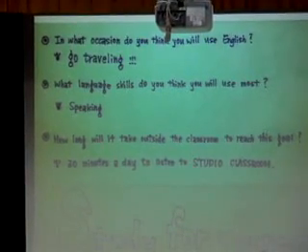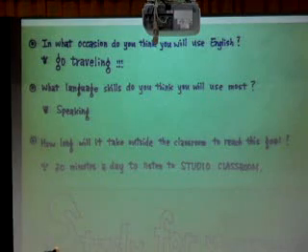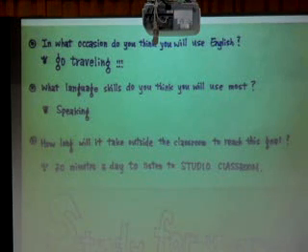And the second question is, what language skills do you think you will use the most? Listening, speaking, reading, writing is up to them. And then the last one is, how much time will it take you outside the classroom to reach this goal? Some say 30 minutes a day, some say 3 hours a week. So it's up to them.